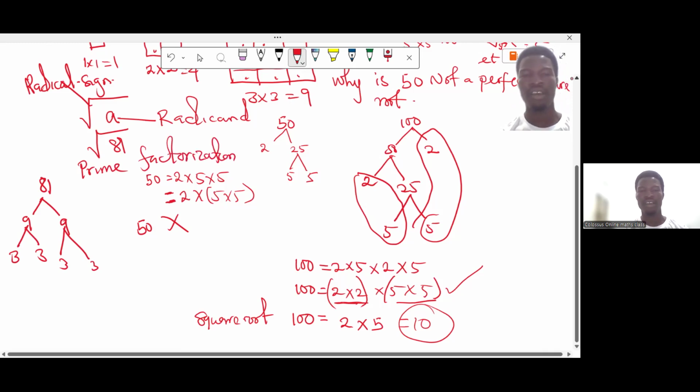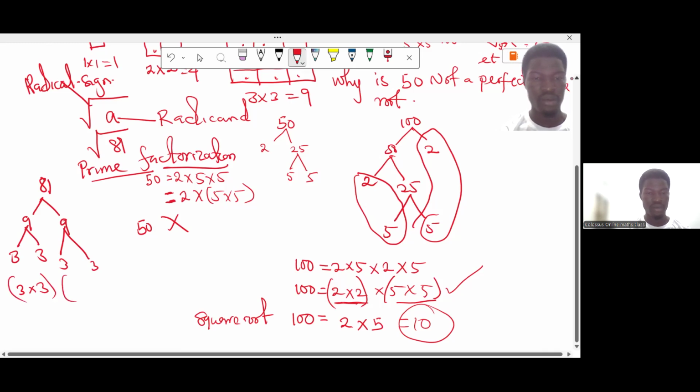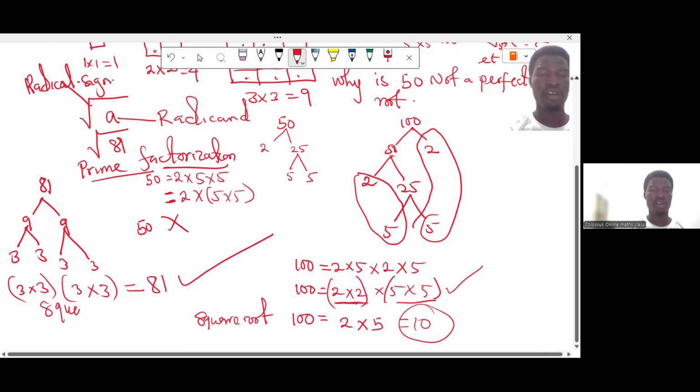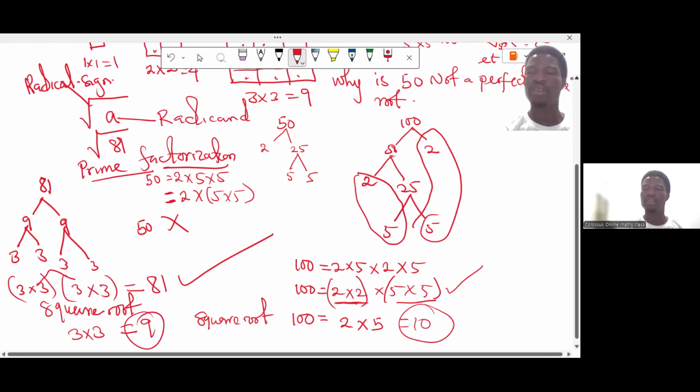This is a baby work, okay? So you can see this now. We have 3 multiplied by 3, then 3 multiplied by 3. That is why 81 is a perfect square. So what will be the square root? You already know how to do that. You just pick one from each pair you have. So 3 multiplied by 3. That's why the square root of 81 is 9.